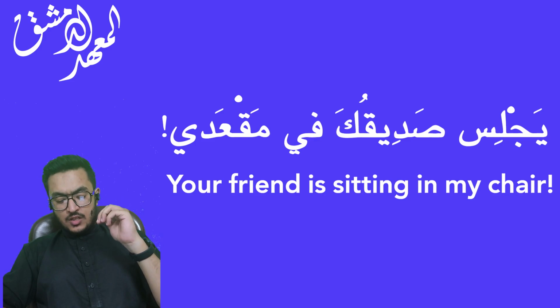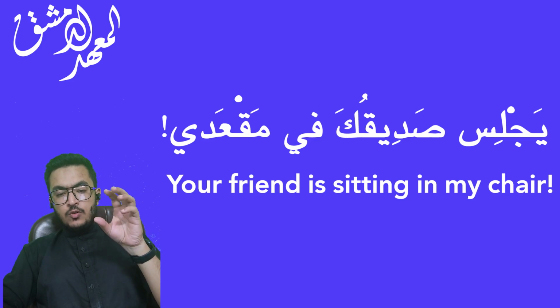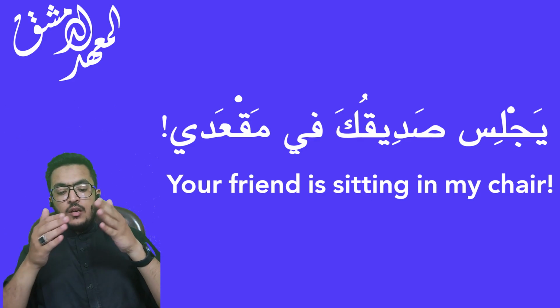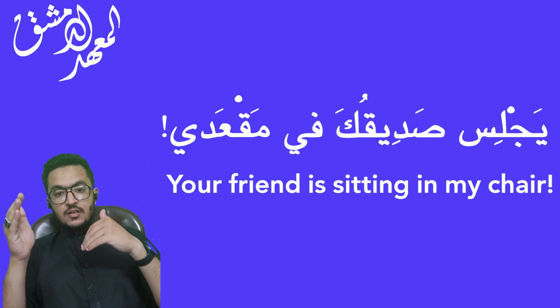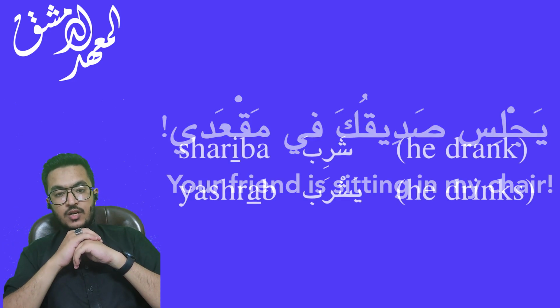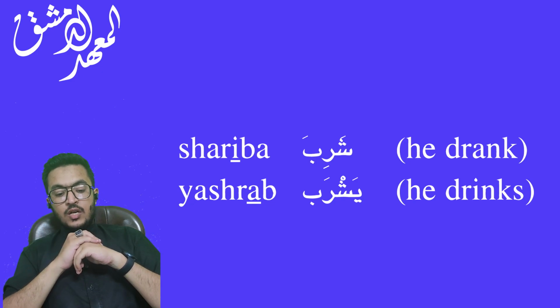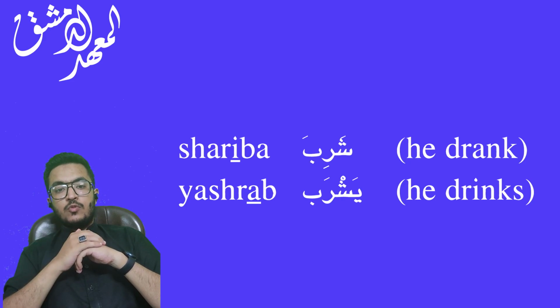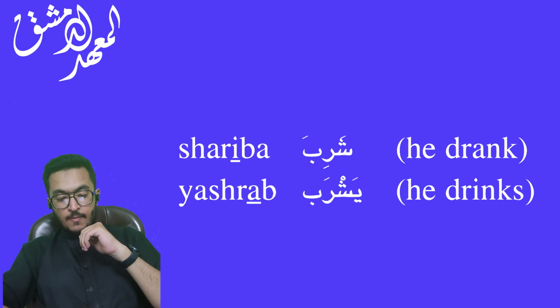As with the past, the vowel on the second root letter varies in the present. If the middle vowel on the past is a kasra, then it usually changes to a fatha in the present. For example, shariba, he drank, becomes yashrabu. Shariba means he drank, yashrabu means he drinks in the present.